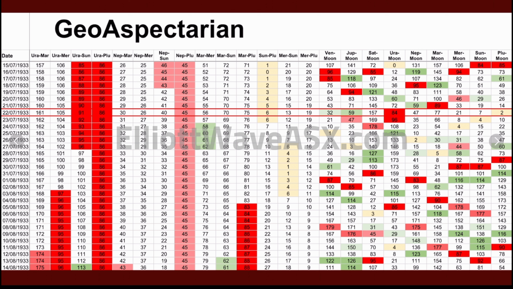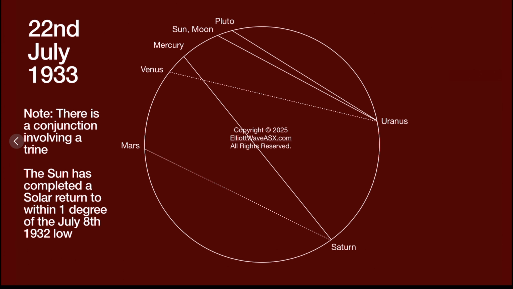Now if we have a look at those aspects for the low on the 22nd of July 1933, there's a conjunction involving a trine, which is a classic Gann setup. And another interesting point is the Sun has completed a solar return to within 1 degree of the July 8th, 1932 low. So it's done a complete circle and come back to the same spot. And also the Moon has moved from being trine Saturn, and now it's a part of the ending pattern.